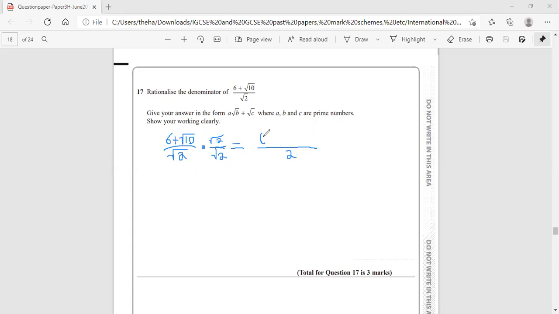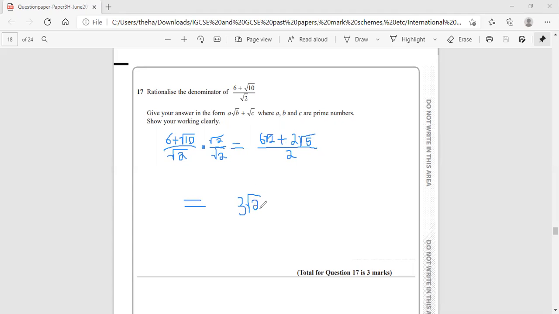And then we'll get root 10 times root 2. Can you tell me what that is? Okay, root 10 times root 2. What is that? Okay, it's 2 root 5 when you simplify it, sorry. 2 root 5. And then all we have to do now to get the final answer and the final mark is to divide the top and bottom by 2 to get 3 root 2.